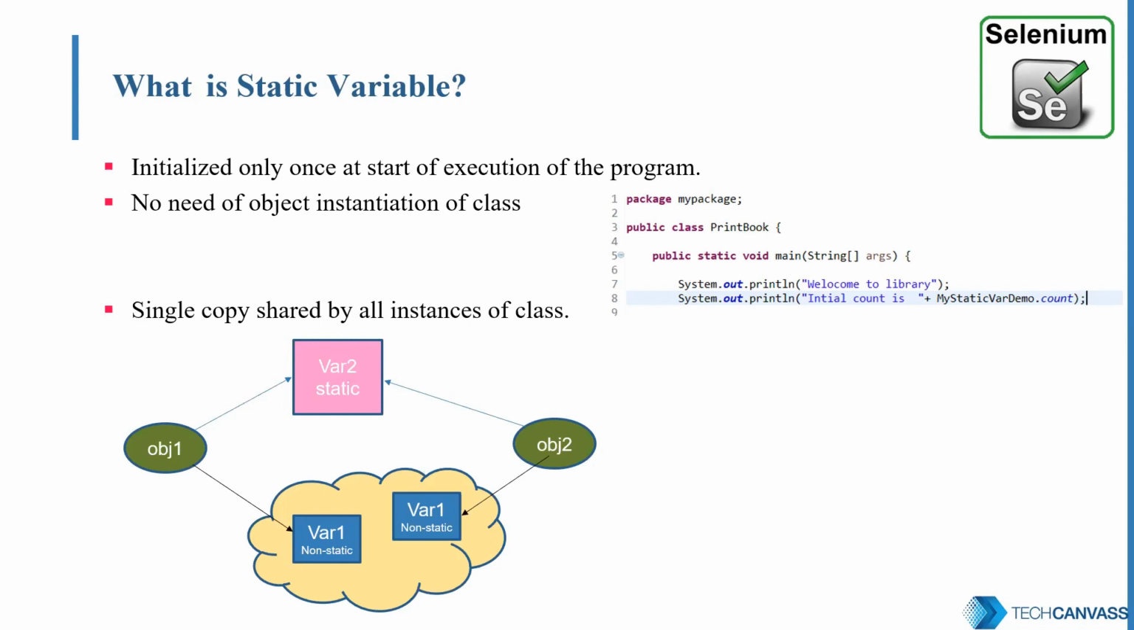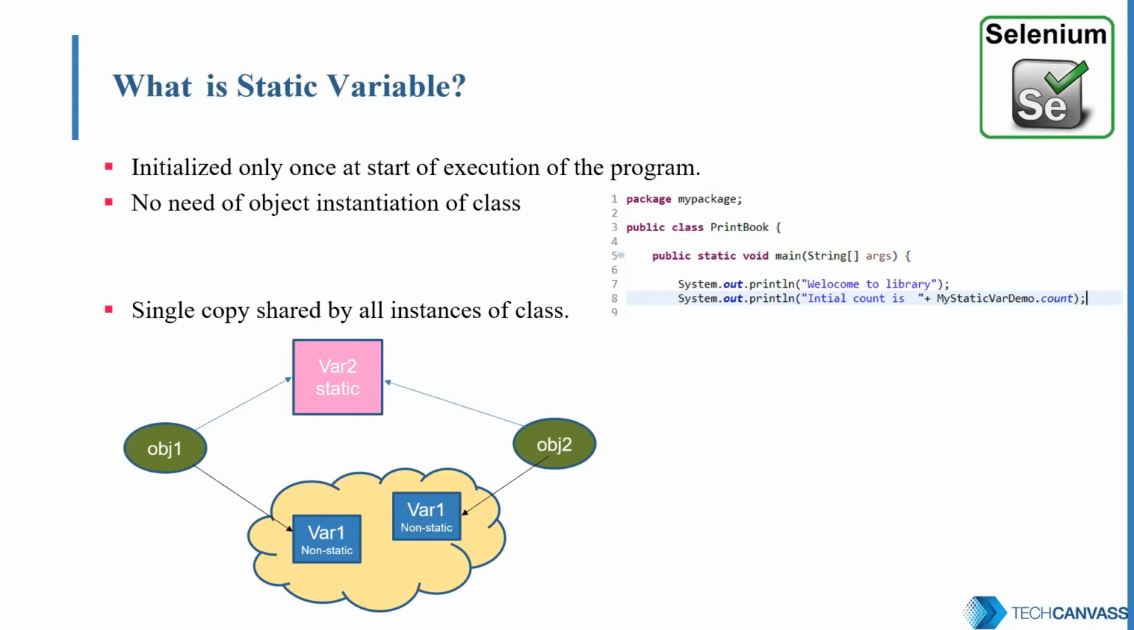For example, as shown in the image on the right-hand side, here I have a class called myStaticVarDemo. It has a static variable called count. So here in this printBook class, I'm just calling it as myStaticVarDemo.count. That is the class name dot the variable name. So there is no need of creating an object of the class before referring to the variable. The value of the static member is the same across all the instances of the class.